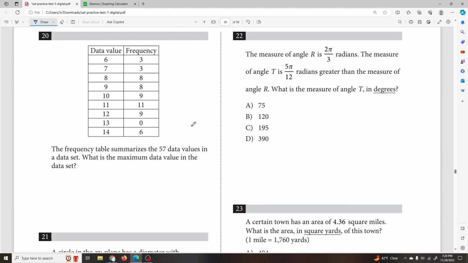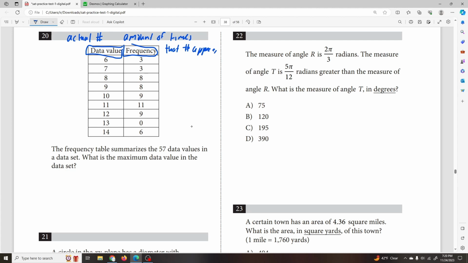It says the frequency table summarizes 57 data values in a data set. What is the maximum data value in the data set? So in other words, what's the biggest number that occurs here? Here we have our data value, and here we have our frequency. So these are two things: this is the actual numbers, and this is the amount of times that number appears.